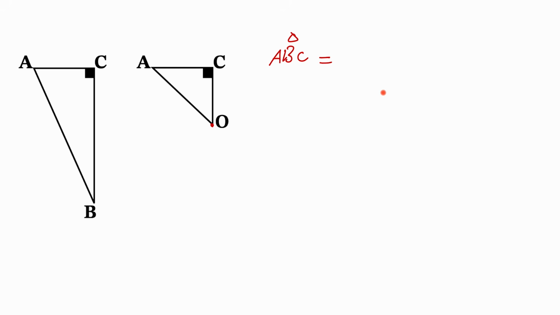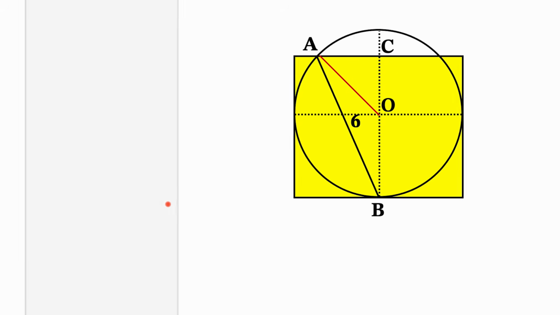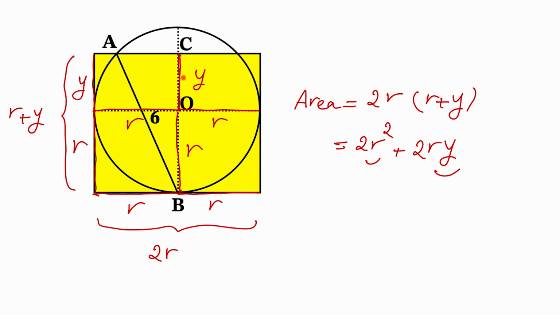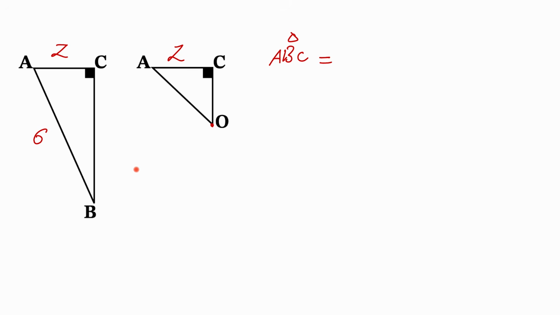We can write AB is equal to 6. AC is not defined. We can define it by Z. It will also be Z. BC is the addition of R and Y. So we can write BC as R plus Y.